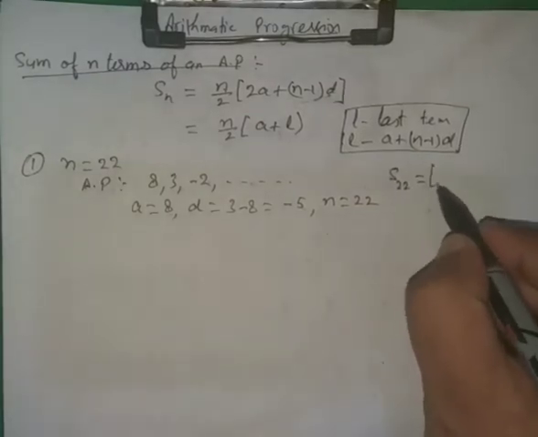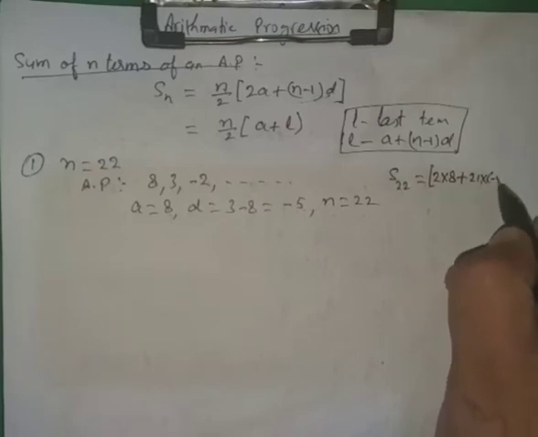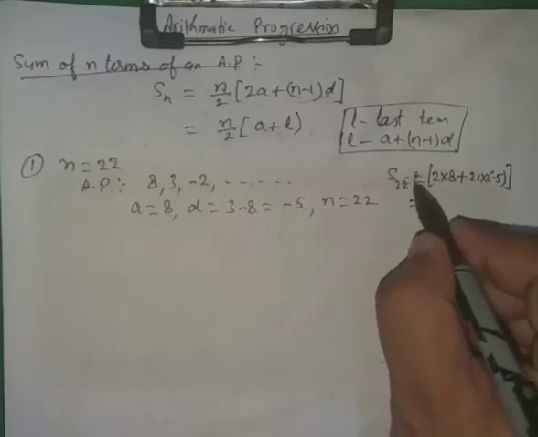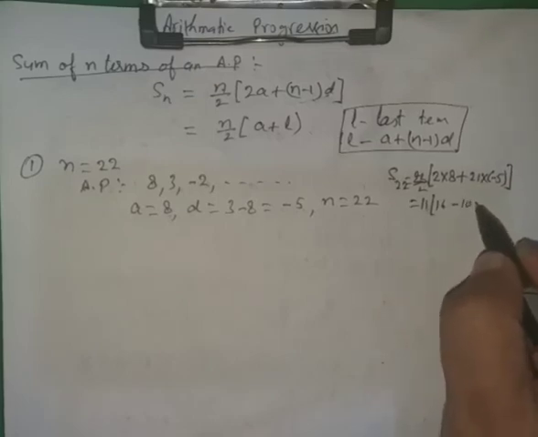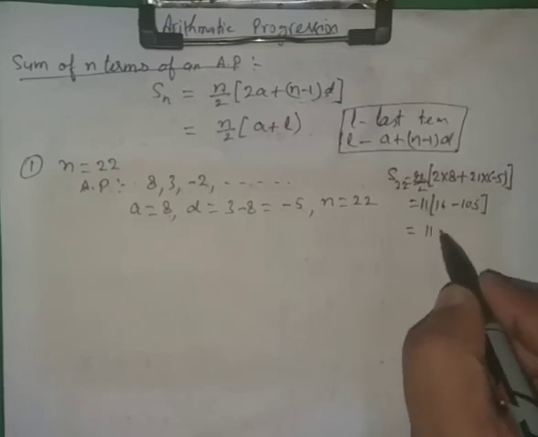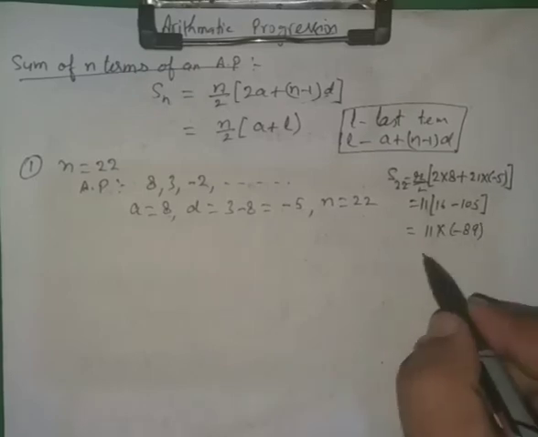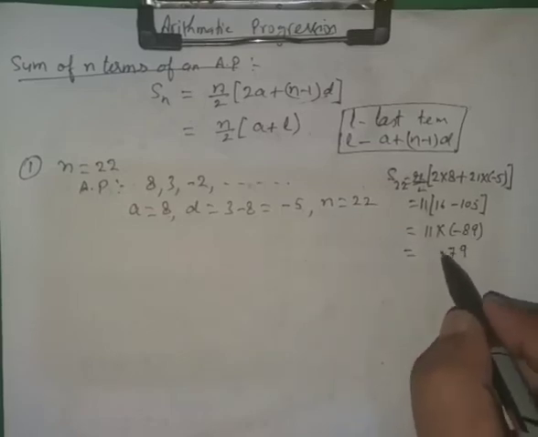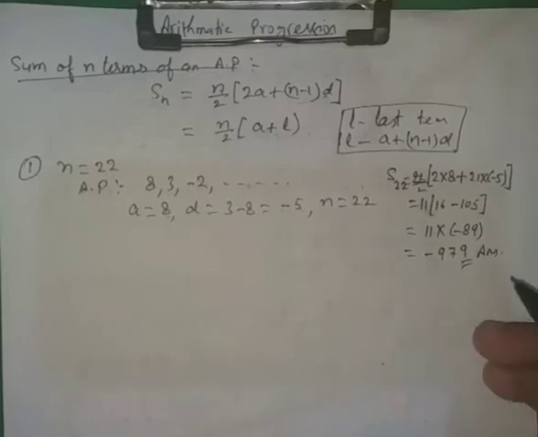That will be written as 2 multiplied by 8 plus 21, since n - 1 means 1 less than 22, so that is 21, and d is -5. So this will be 22 over 2, sorry, this will be 11 multiplied by (16 - 21 multiplied by 5, which is 105). So that will be 11 multiplied by -89. Now you will get the answer: -979 is the answer.